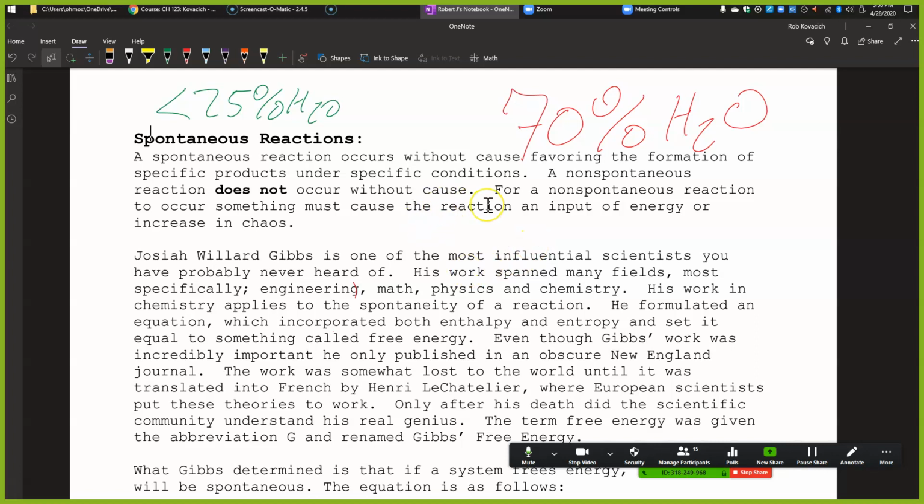Okay, so do we have an answer for spontaneous reaction? It does not occur without a cause. Doesn't occur without a cause. So it's a reaction that will continue to occur. So you don't need to constantly have input to get the reaction to occur. So if you start a piece of paper on fire, like use a match to light a paper on fire, and then it just burns out. Okay, so that burning of that paper is a spontaneous reaction.